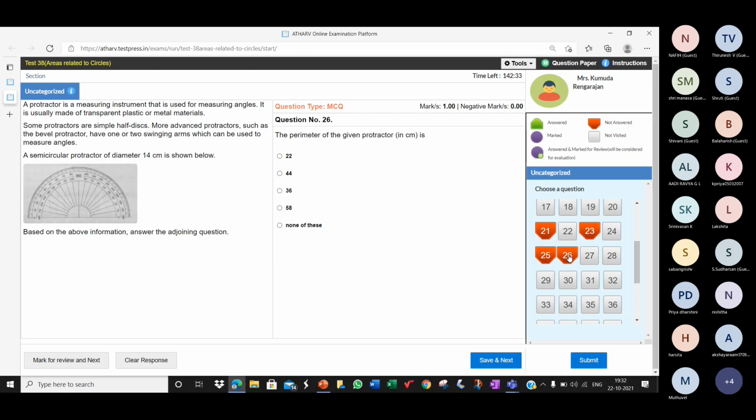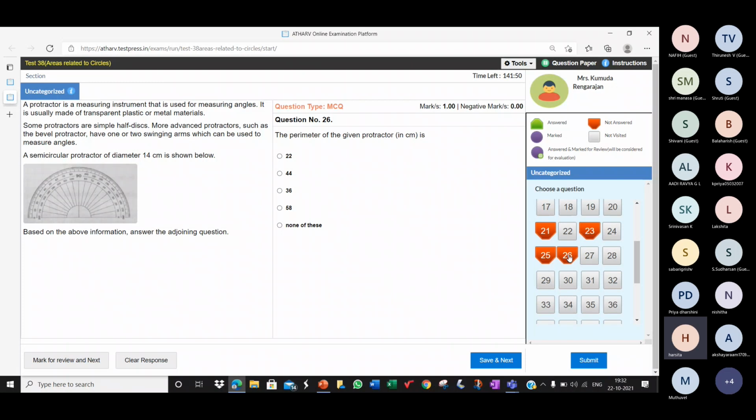Yes, answer the question. 36. 36, ma'am. 42, ma'am. So I heard 36 first. Let us ask them to explain how it is 36. Yes, children, 36, please explain. Ma'am, circumference is 22 and we have to add the diameter 14 centimeters. The formula is pi r plus d. Harshita, what's your answer? Ma'am, circumference is 22, we have to add the diameter also.